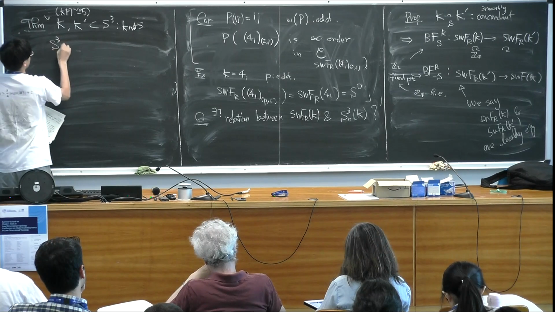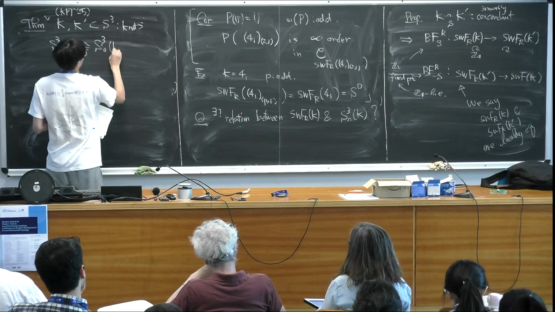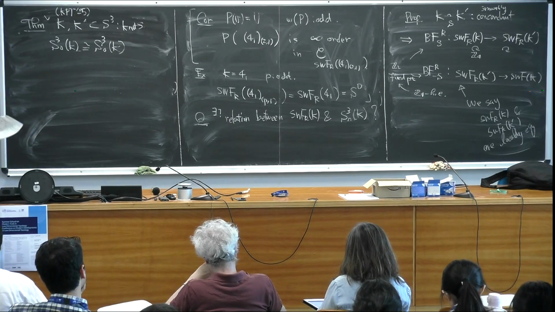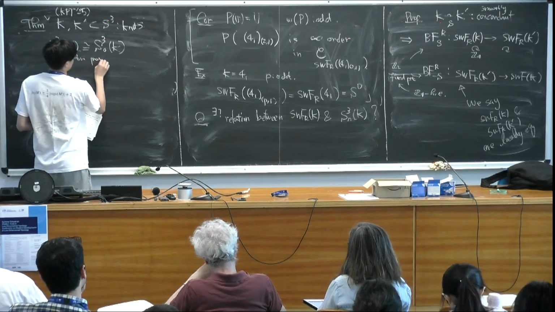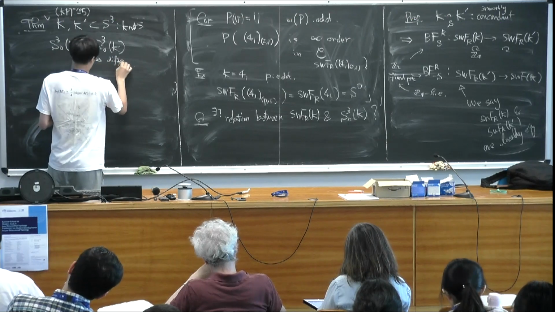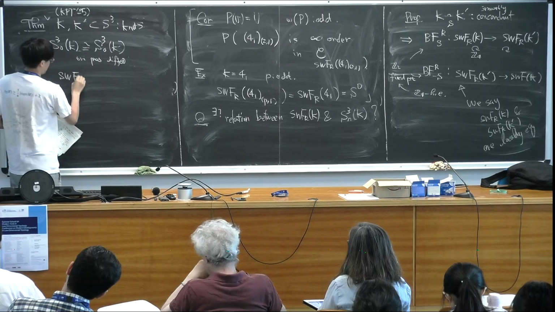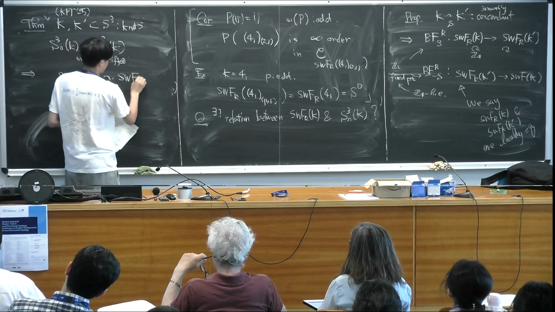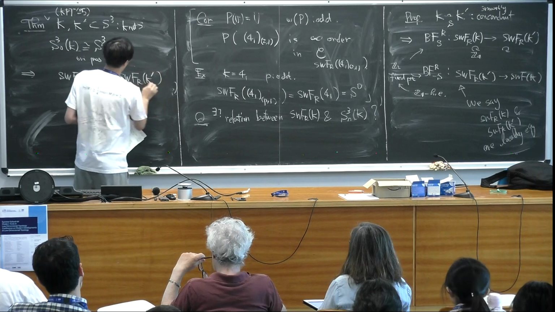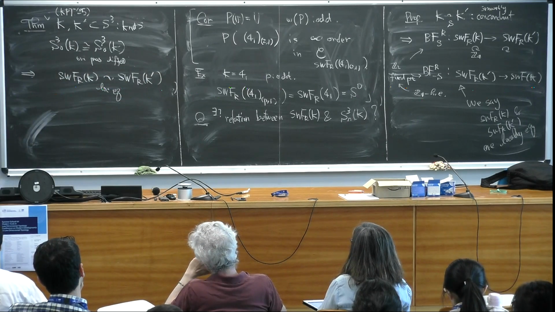Whose zero surgeries are diffeomorphic as an oriented manifold. So let me say this is an orientation preserving diffeomorphism. And then what we can say is that the Seiberg-Witten Floer homotopy type of K is locally equivalent to the Seiberg-Witten Floer homotopy type of K prime.